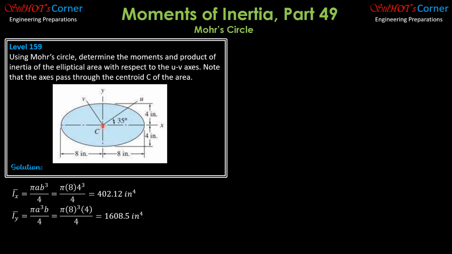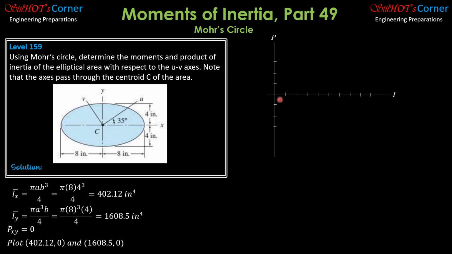While the centroidal product of inertia, because an ellipse has two axes of symmetry, is 0. Remember the principle that for an area with at least one axis of symmetry, the product of inertia is 0 with respect to the centroid. So we plot 402.12, 0 and 1608.5, 0, because the product of inertia is 0.